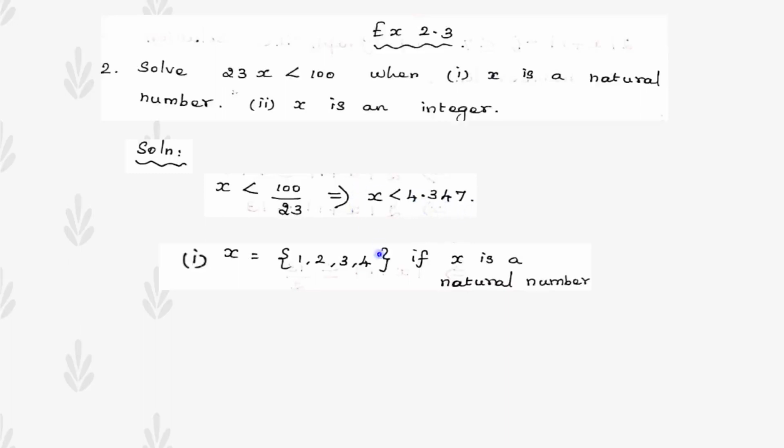We can take that as 4 also as the answer. Okay, so for the first subdivision the x answer is the set of all 1, 2, 3, 4 alone.